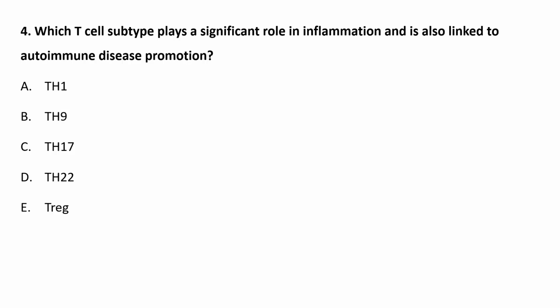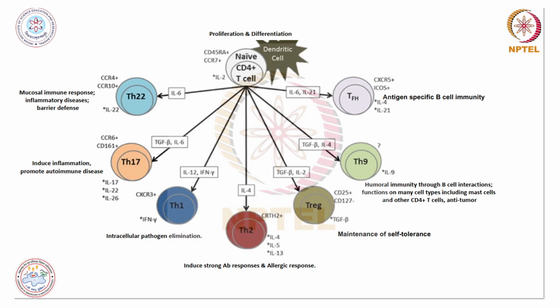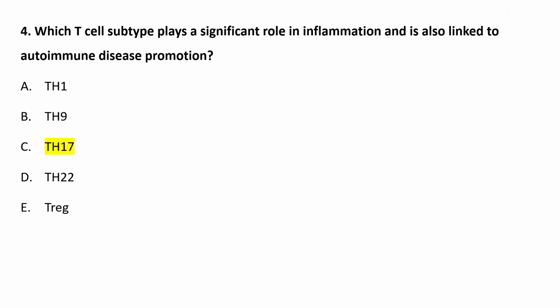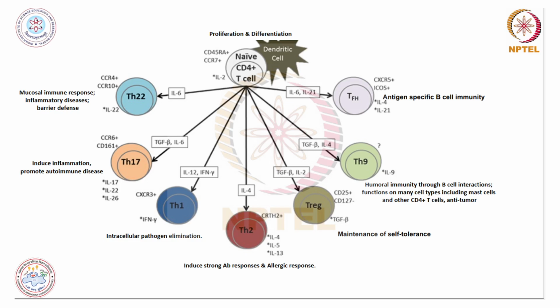The next question was, which T cell subtype plays a significant role in inflammation and is also linked to autoimmune disease promotion? The correct answer is TH17. And we have seen from the slide that this TH17 is responsible for playing a significant role in inflammation. Yes, we can see here this TH17 induces inflammation and it promotes the autoimmune disease.